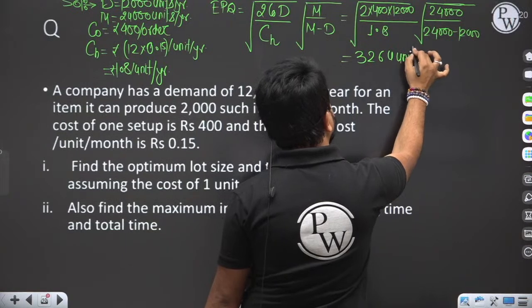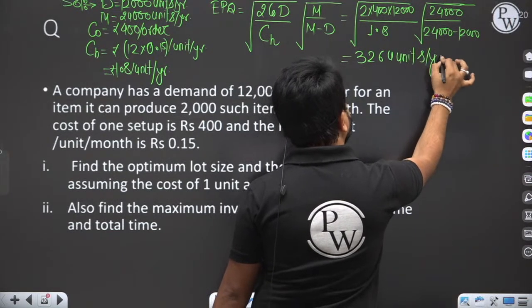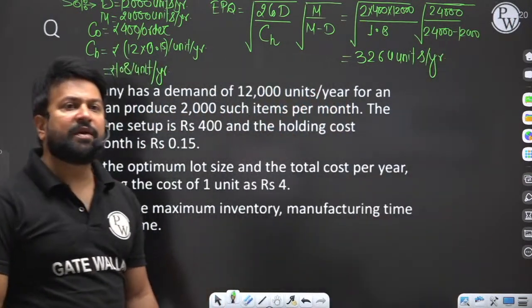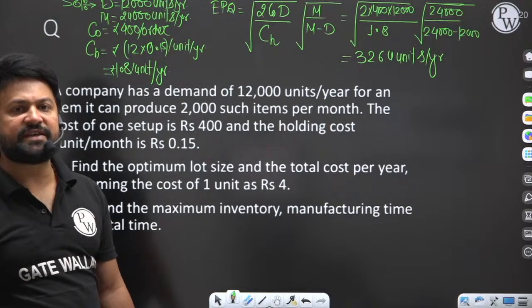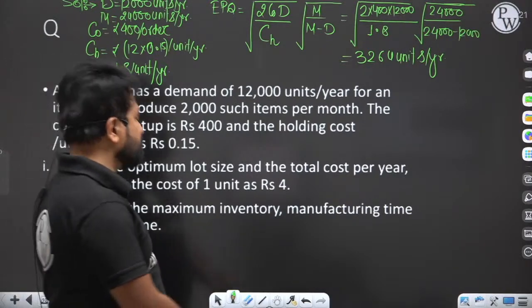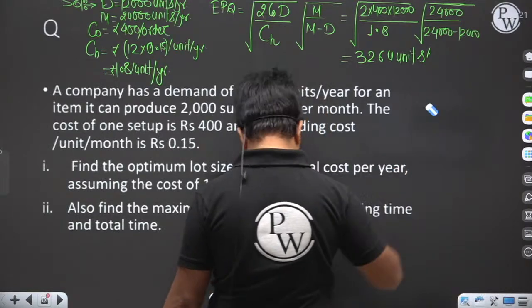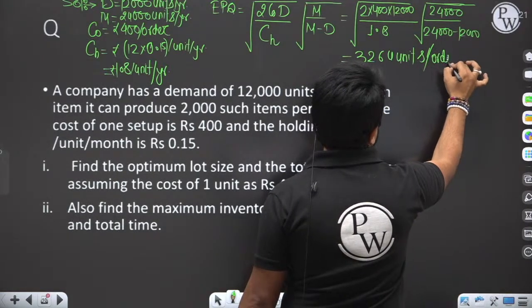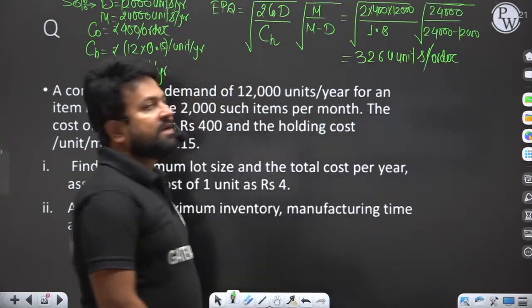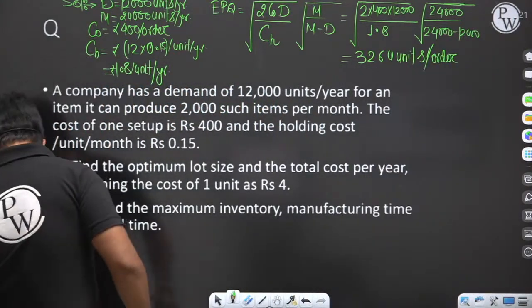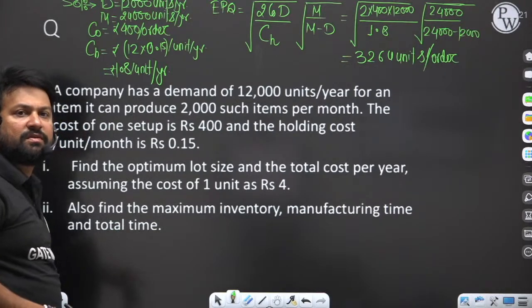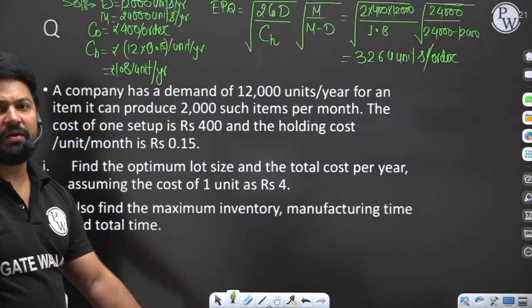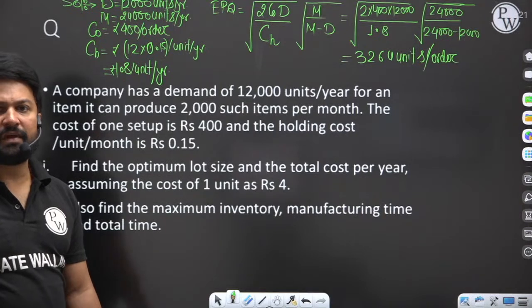3264 units. It will become 3264 units per order, not per year. It is per order or per setup. So this is the economic order quantity. Yes or no? This is the economic order quantity, right?